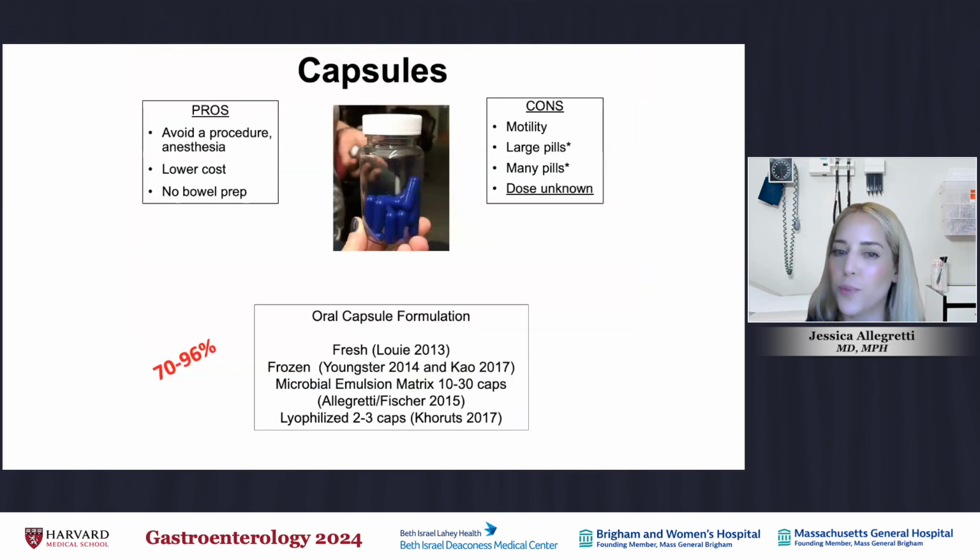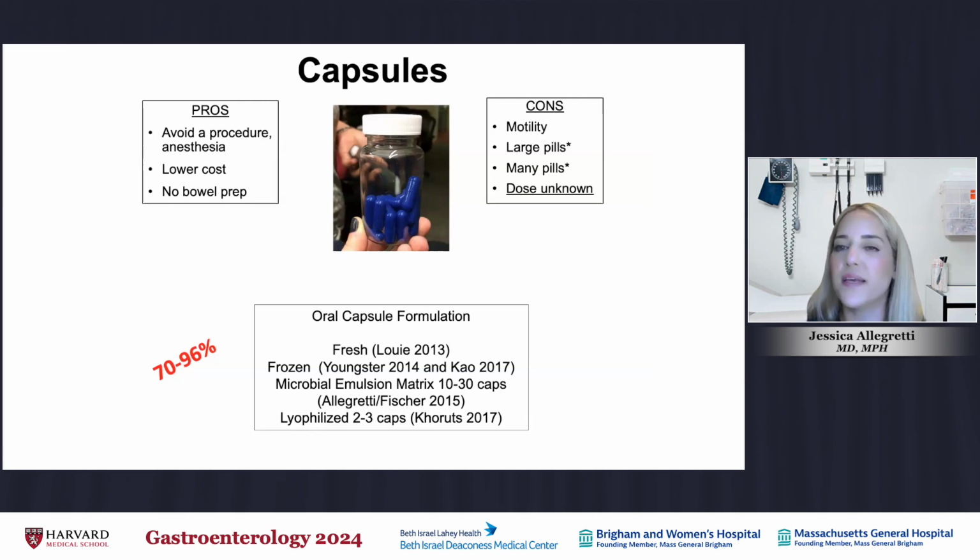There are also capsule preparations. Not all capsules are created equal, so depending on the literature you read, they may have been prepared slightly differently. The pros of capsules are that you can avoid a procedure and anesthesia, so therefore lower cost. In theory, no bowel prep is needed, although as we're going to discuss with the VOWST data that was published, there may actually be some benefit to using bowel prep even with capsules.